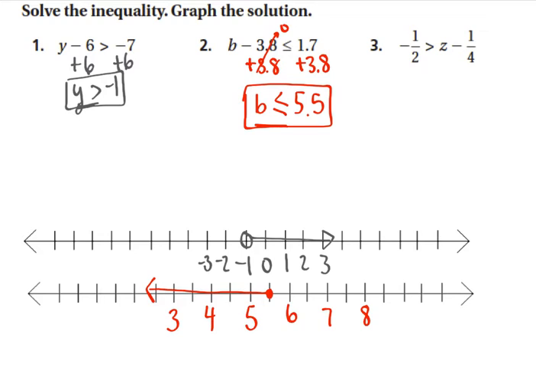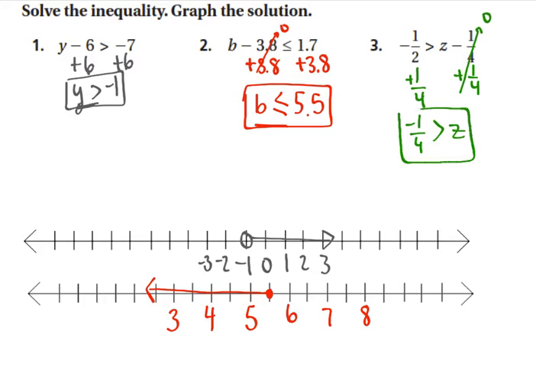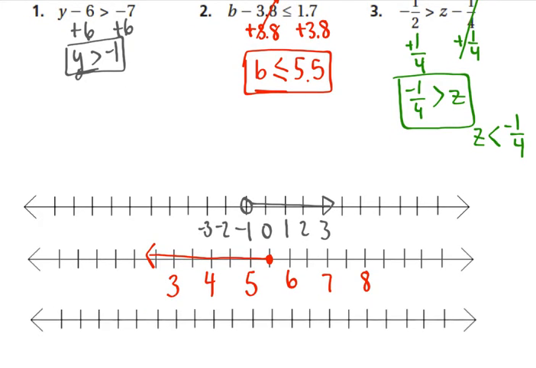Okay, next example. Negative 1/2 is greater than z minus 1/4. We need to add 1/4 to both sides to get the z by itself. Negative 1/4 plus 1/4 is 0. Negative 1/2 plus 1/4, that's negative 2/4 plus 1/4, is negative 1/4. So we get negative 1/4 is greater than z. It's actually technically better to put the z first, but we'll take care of that when we graph anyway.